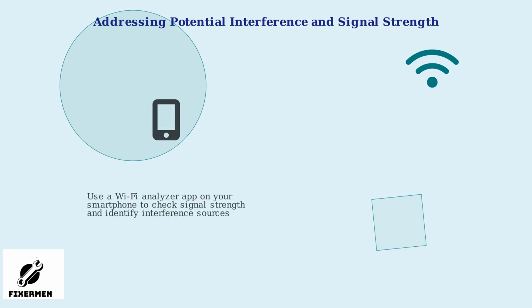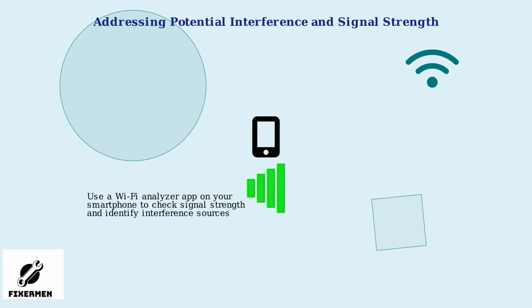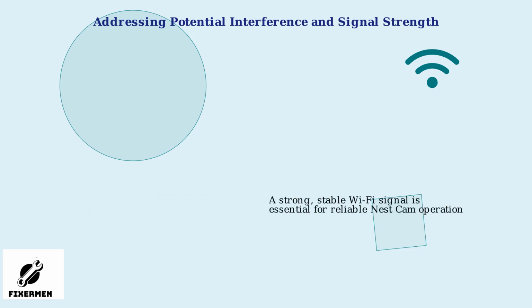You can also use a Wi-Fi analyzer app on your smartphone to check signal strength throughout your home and identify areas with potential interference. These apps provide visual maps of your Wi-Fi coverage and can help you position your Nest Cam in the optimal location for the strongest connection. Remember, a strong and stable Wi-Fi signal is essential for reliable Nest Cam operation, ensuring consistent video quality and responsive performance.